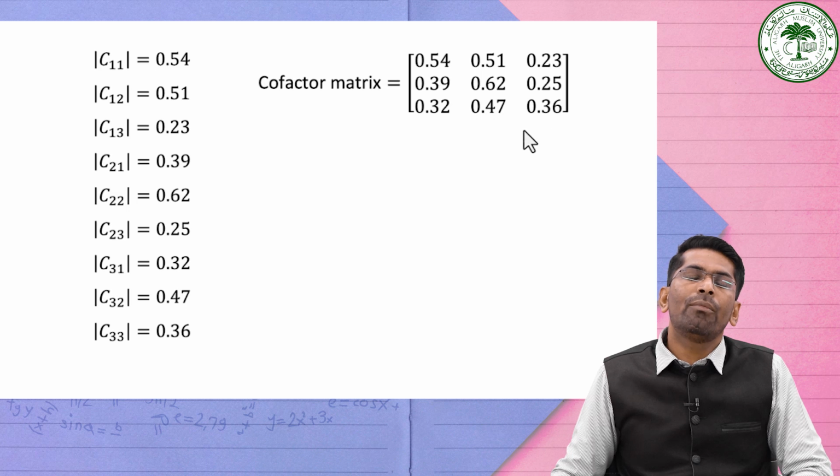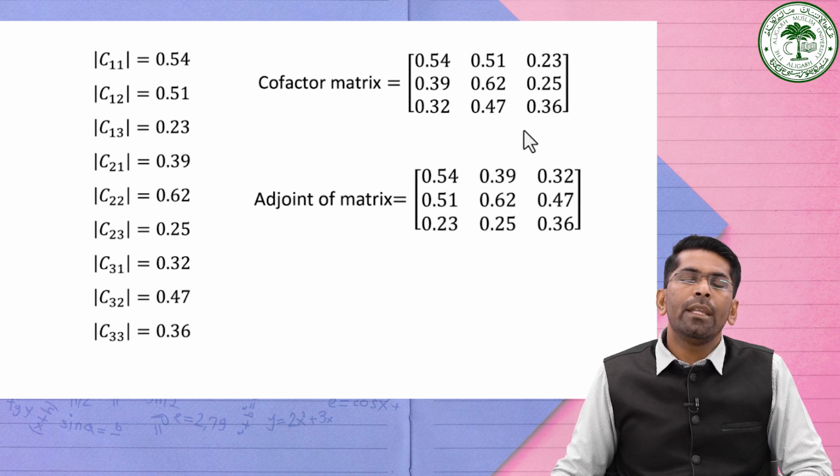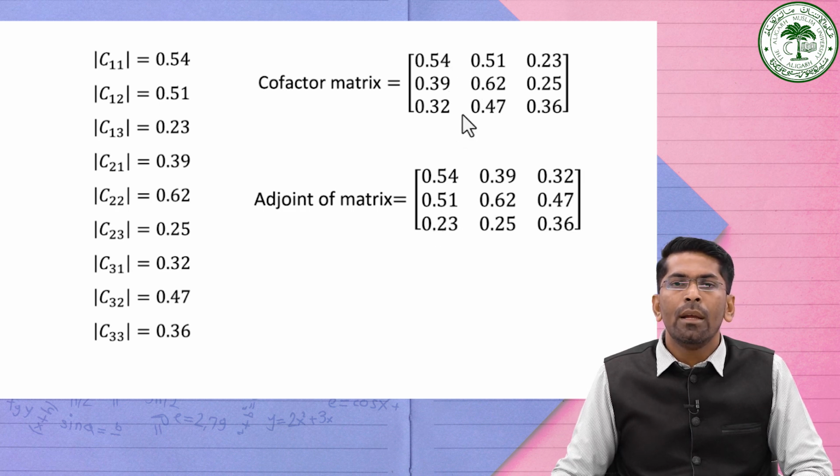After finding the cofactor matrix, we are going to find the adjoint matrix by rearranging this cofactor matrix by taking the transpose. See how we take the transpose, by interchanging columns into rows. The first row becomes the first column, the second row becomes the second column and the third row becomes the third column. So this will be your adjoint matrix.